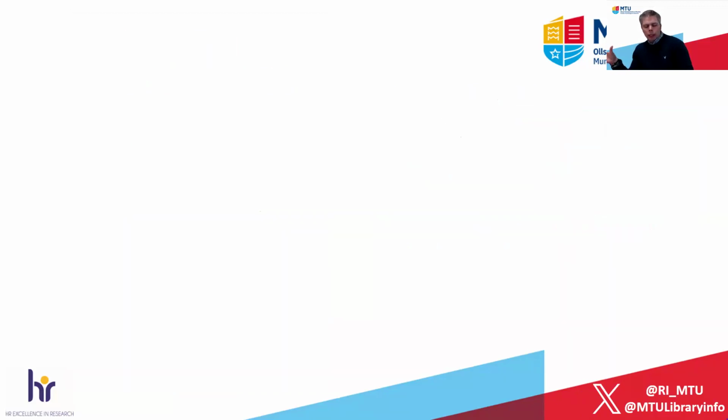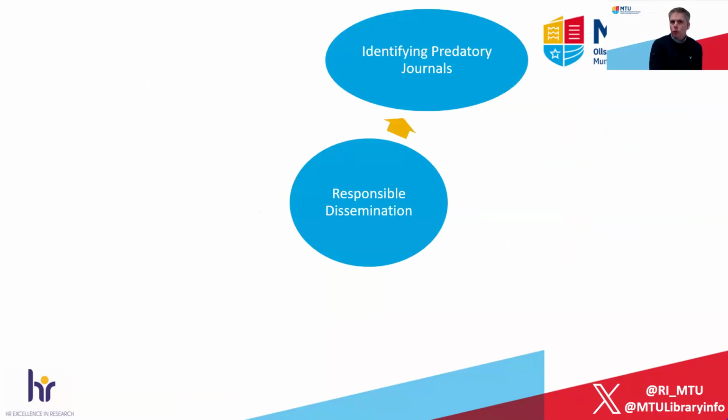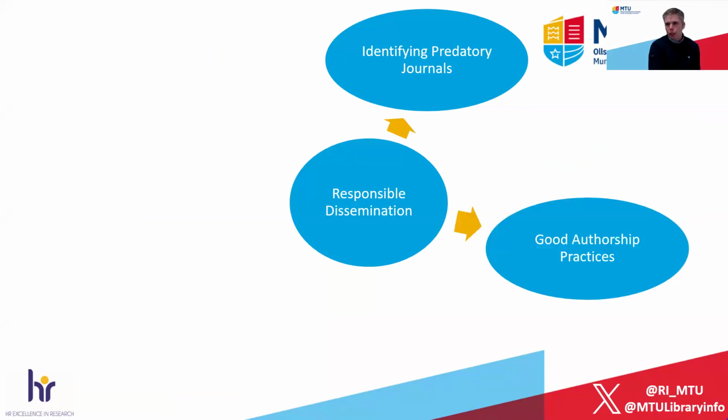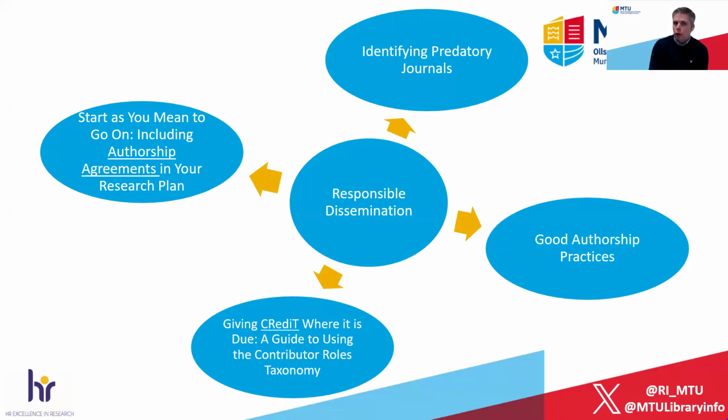That is ultimately one of the reasons why we've been facilitating these webinars on responsible dissemination. It's our responsibility within the university to promote good research practices and provide information on how to comply with them. The webinars so far include identifying predatory journals in November 23, good authorship practices in November 23, and only last week, in March 24, giving credit where it is due, a guide to using the contributor roles taxonomy. In today's webinar, we're looking at authorship agreements.